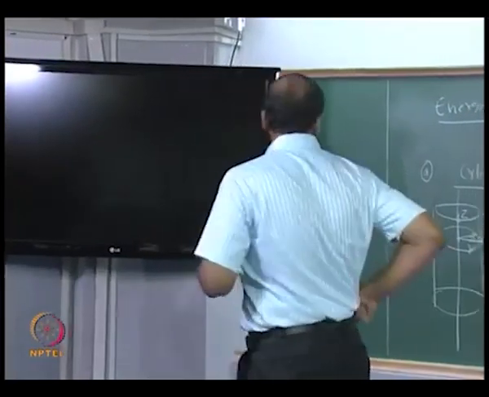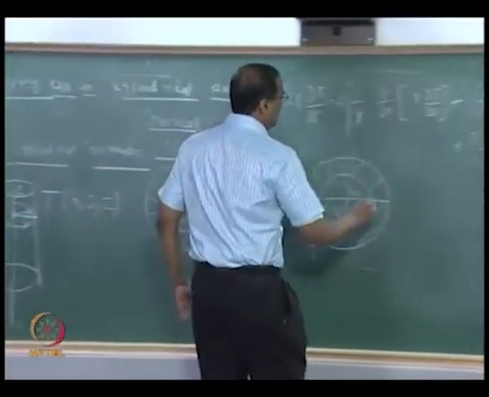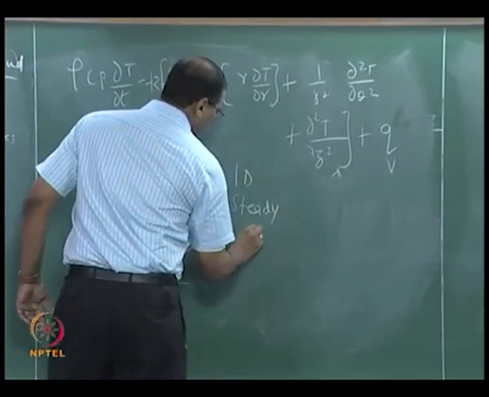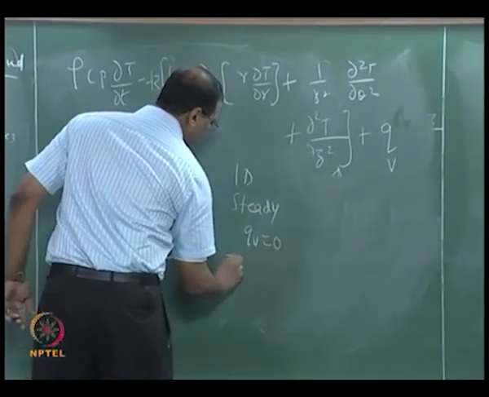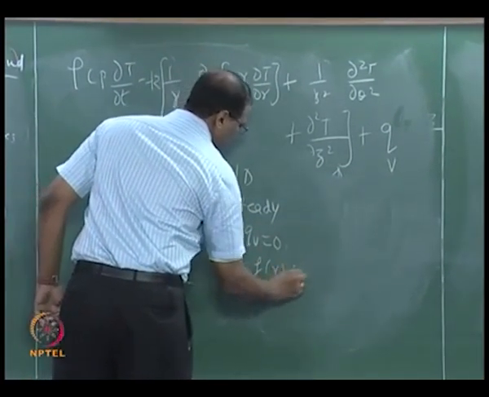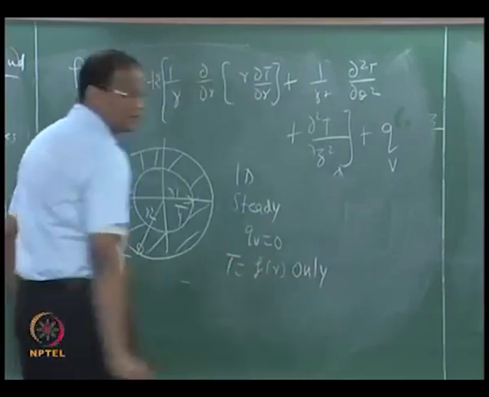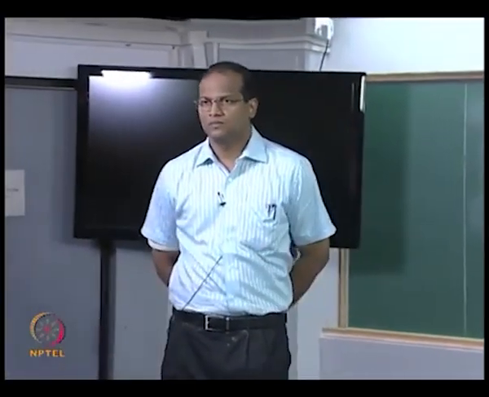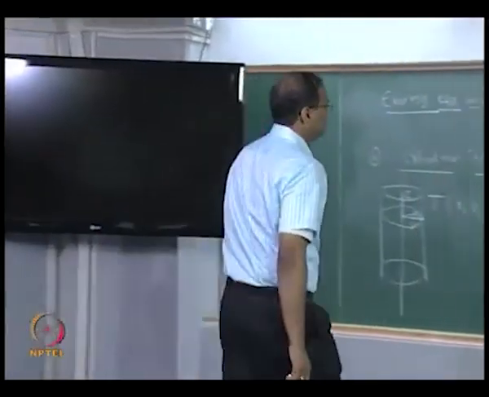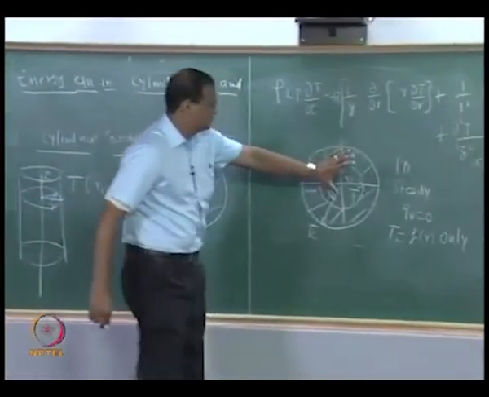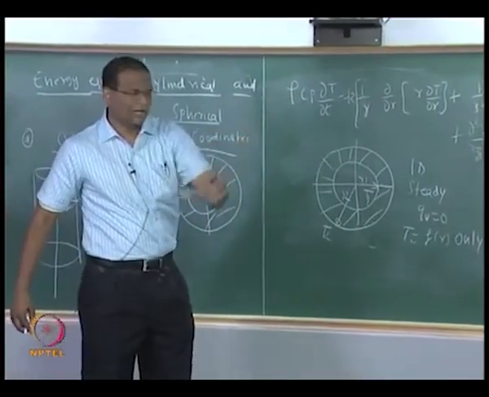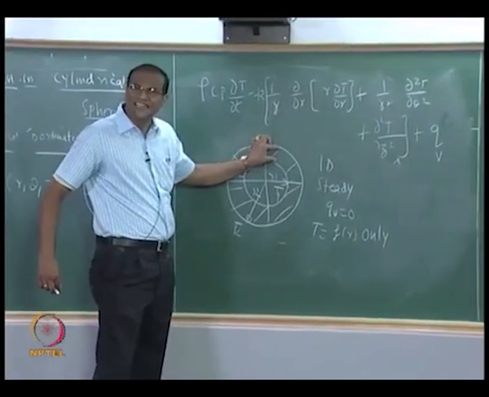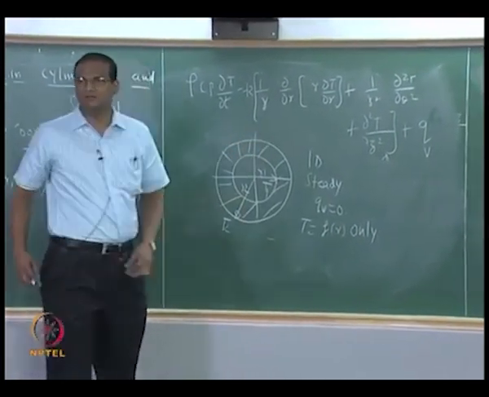Is the situation clear? So it is 1D, steady, QV equal to 0, T is a function of r only. There is a pipe which is like this. I am taking the sectional view of the pipe. So this is the thickness of the pipe material or tube material.